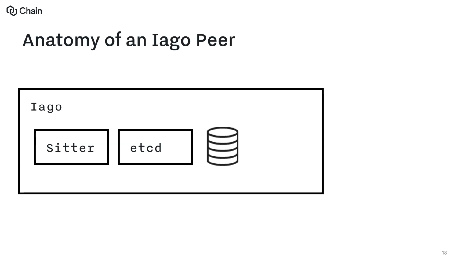So each Iago peer contains 3 things. It's running a Postgres process and an etcd process, and then what we call the sitter daemon, which is responsible for knowing what this peer's role is and for promoting the peer if necessary. In other words, the sitter daemon is what's executing that algorithm from Manatee that I mentioned earlier.